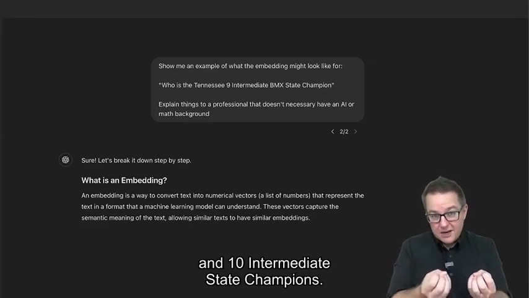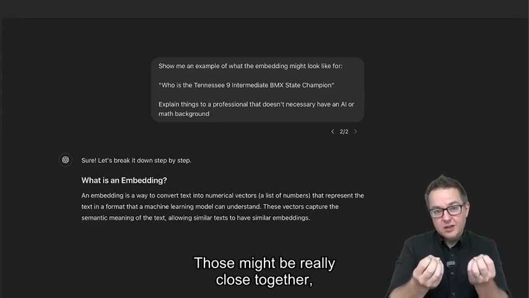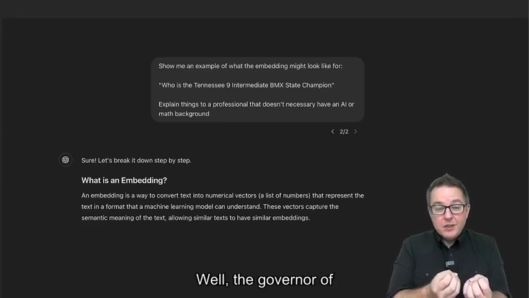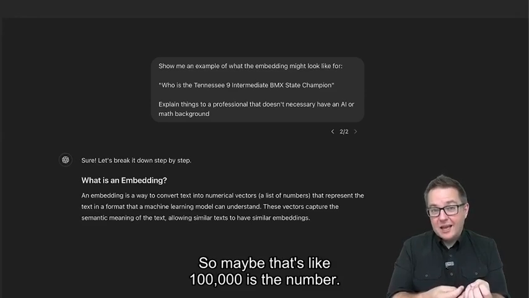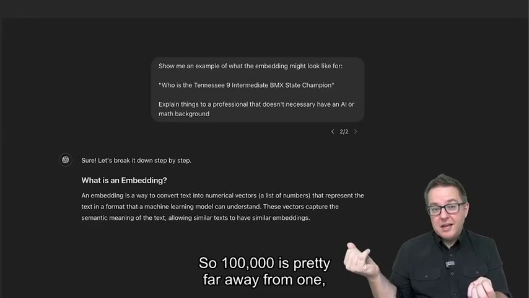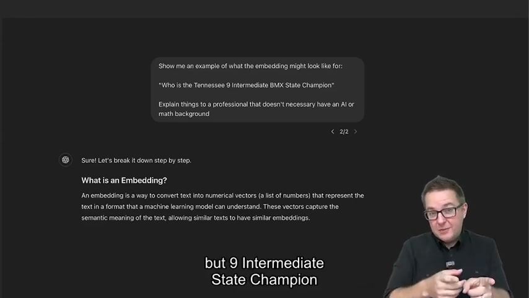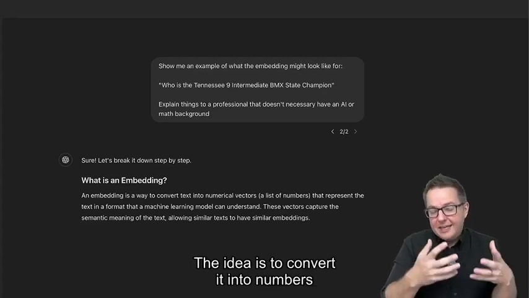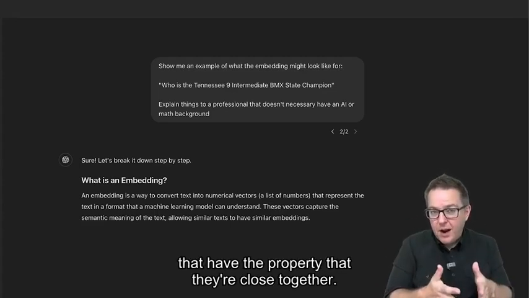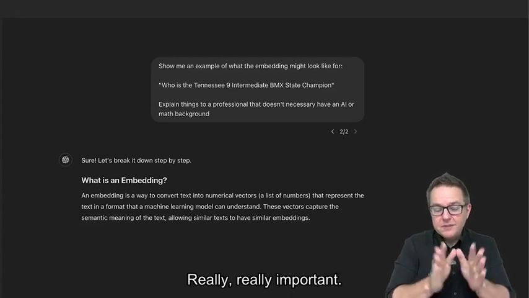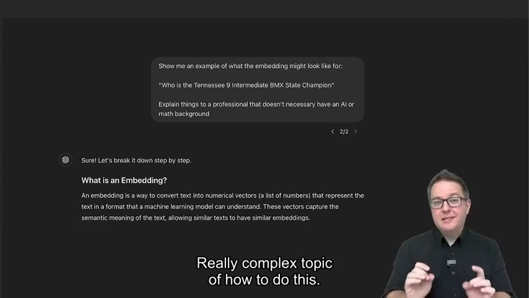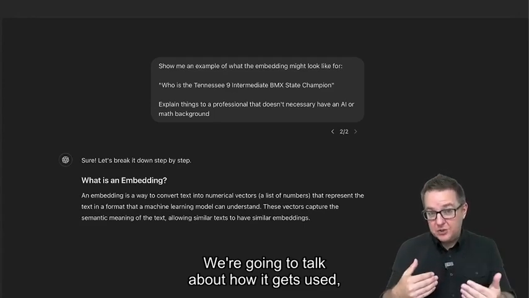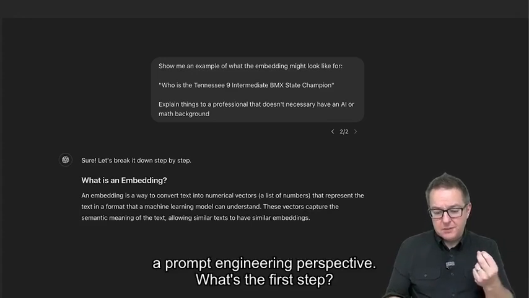Now, a really simple way of thinking about this is if we are talking about BMX 9 intermediate state champions and 10 intermediate state champions, those might be really close together, so we want the numbers 1 and 2. But if we then start talking about the governor of Tennessee, the governor of Tennessee is pretty far away from that, so maybe that's like 100,000. So 100,000 is pretty far away from 1, but 9 intermediate state champion and 10 intermediate state champion are 1 and 2, so they're really close together. You see? The idea is to convert it into numbers that have the property that they're close together. Really important. It's a really complex topic how to do this, and we're not going to go into how this actually works. We're going to talk about how it gets used and how this impacts you from a prompt engineering perspective.